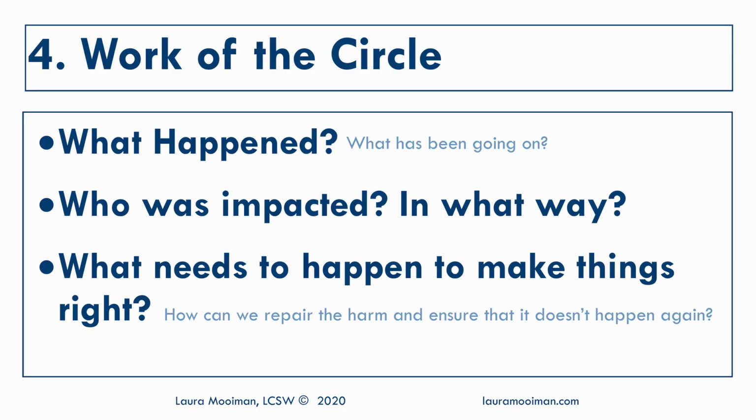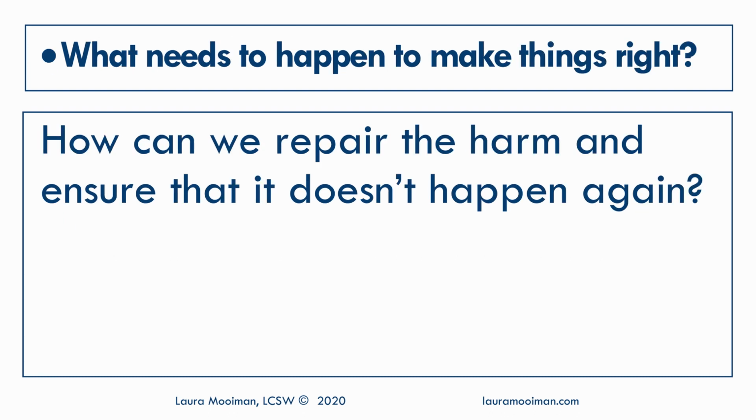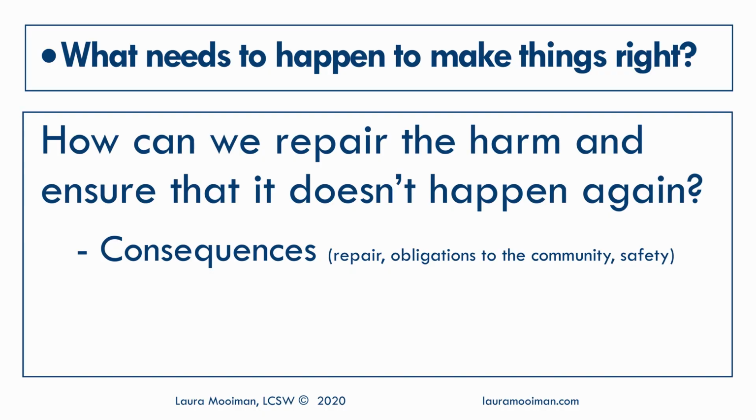The next question that follows is, what needs to happen to make things right? What we're really asking here is, how can we repair the harm and ensure that it doesn't happen again? You're going to write down the suggestions for the solutions and any agreements that the group wants to make. This is the part of the circle that would include any consequences that are going to be delivered, but you need to think about consequences as focusing on repair, obligations to the community, and then what's really needed for everyone to feel safe. You also want to pay particular attention to what needs to happen so the behavior is not repeated. Restorative justice practitioners would call these underlying causes unmet needs.